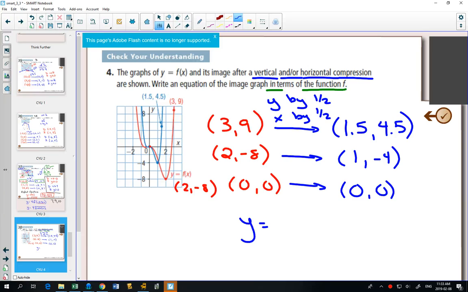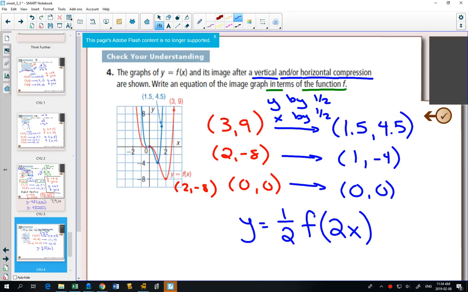So if I want to multiply y by a half, I would need a half outside of my function. And if I want my x values to get multiplied by a half, I would need a 2 inside my function. And so what we have here as an equation is in terms of the function f, because on the right-hand side of the equation, we've included f as function notation.